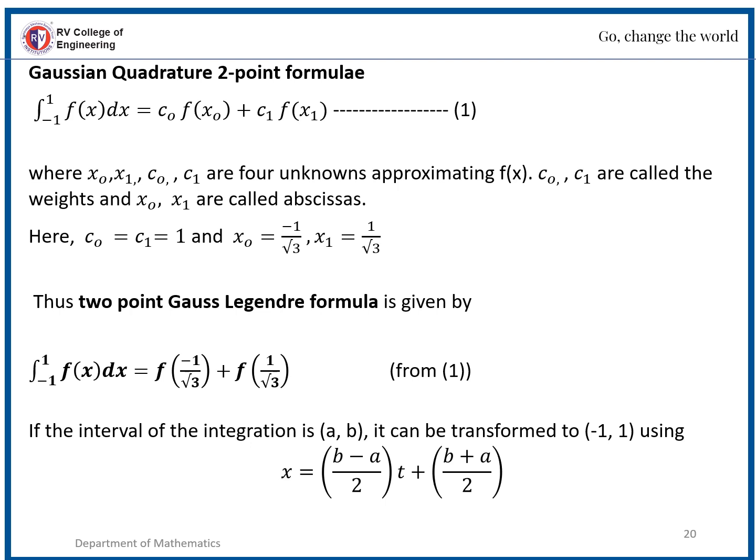This formula is applicable only when the integral is from -1 to 1. But generally you come across integrals where the limits are not -1 to 1; in general, it would be from a to b. In that case, we need to transform the interval of integration a, b to -1 to 1 by using the transformation x equal to (b minus a) divided by 2 times t plus (b plus a) divided by 2.